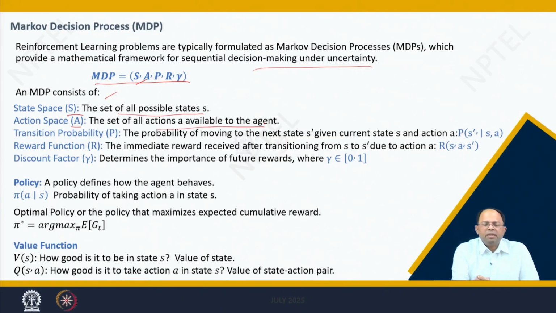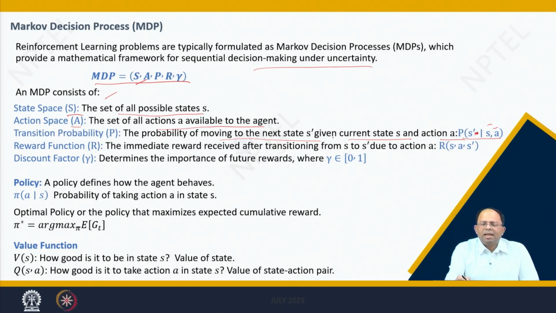Then transition probability P, that is the probability of moving to the next state S' given current state S and action taken A. So this transition probability is represented as P(S' | S, A), that is, the current state is S and the action given is A. This transition probability is important. Sometimes this could also be deterministic. That means there are only a few states, and the transition is exactly to that state. There is no probability involved, that is, you cannot have different outcomes based on what action you are choosing, right? So sometimes this could be deterministic as well.